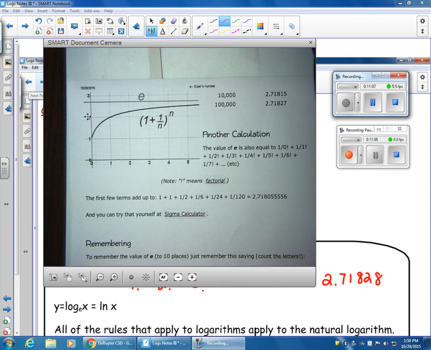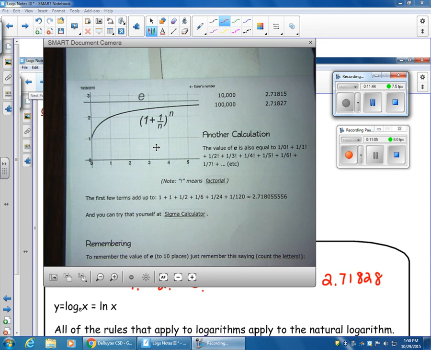Okay, so this is a graph that shows you e. So e is 2.71828. So if you look up here, this line is the number e. This graph is basically how I showed you the 1 plus 1 over 1 factorial plus 1 over 2 factorial. That's the same as this 1 plus 1 over n to the n power. Okay, so you can see how it's an exponential growth function if you go back to the last section on exponents.